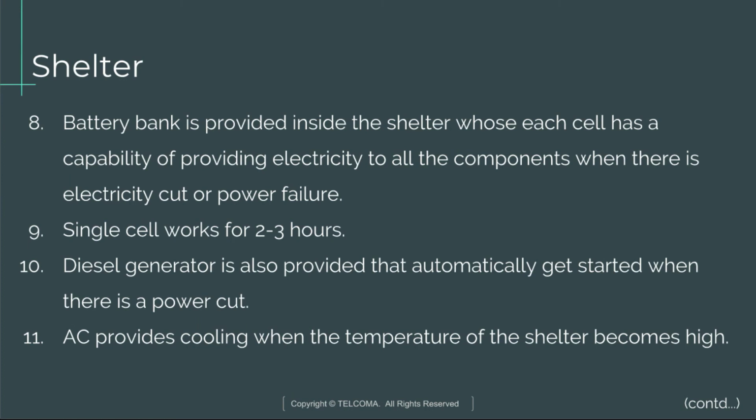Battery bank is provided inside the shelter, whose each cell has a capability of providing electricity to all the components when there is electricity cut or power failure. Single cell of a battery works for 2 to 3 hours. Diesel generator is also provided that automatically gets started when there is a power cut. AC is provided in the shelter to provide cooling when the temperature of the shelter becomes high.